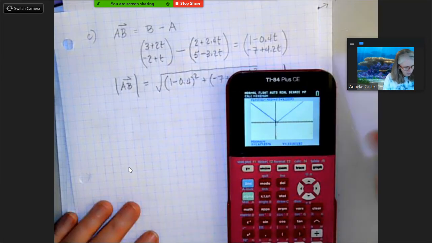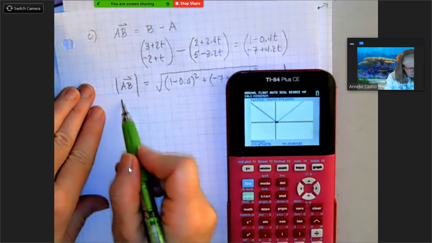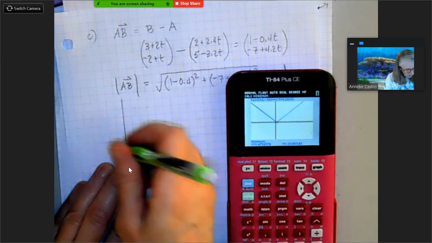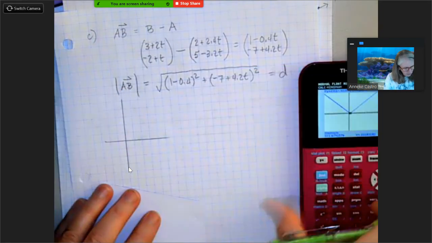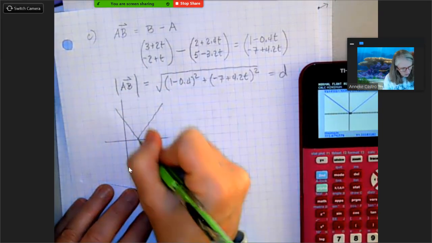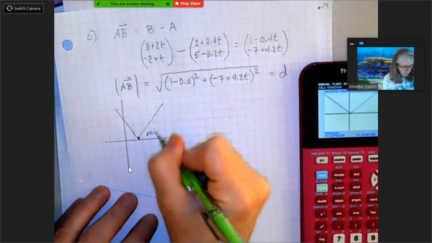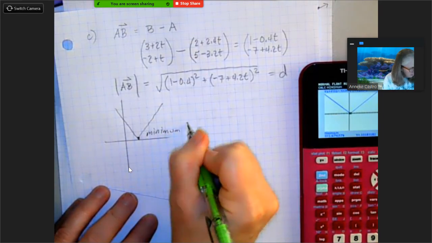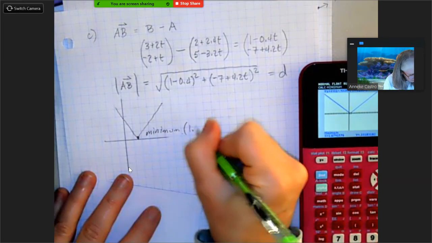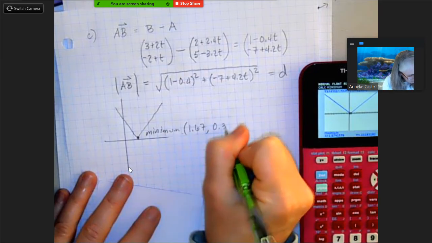So I'm going to go ahead. When we use the GDC, to prove that we used it, I want you to make a sketch. Okay, show me what you saw on your calculator. And it can just be a sketch. Okay, so we got a sketch. Yeah, my sketch is really bad. Okay, so that minimum, the minimum value is 1.67 and 0.332.